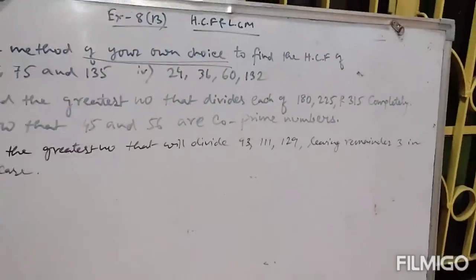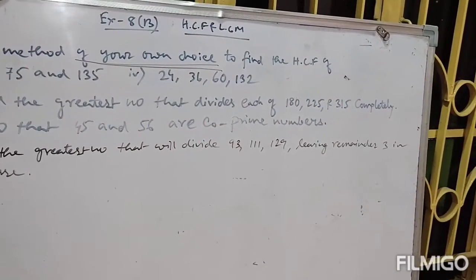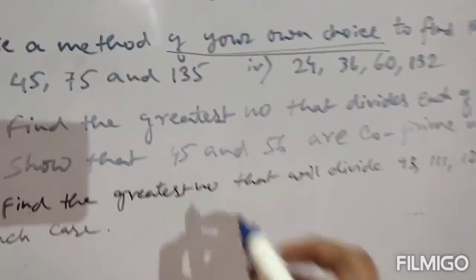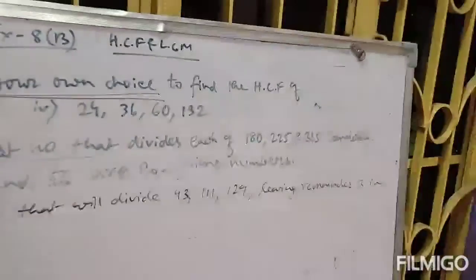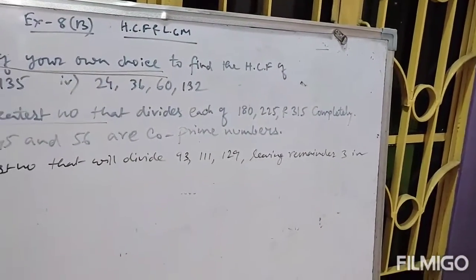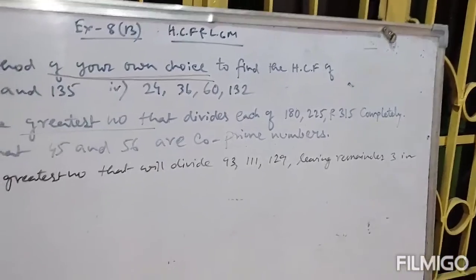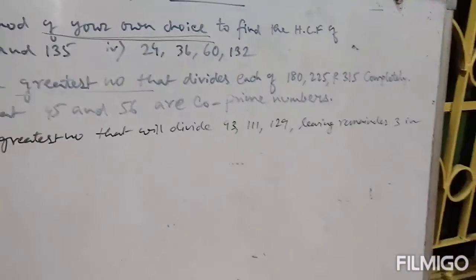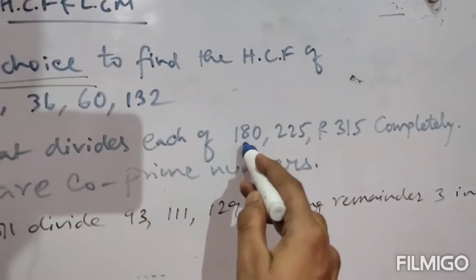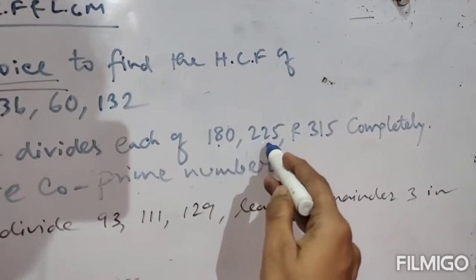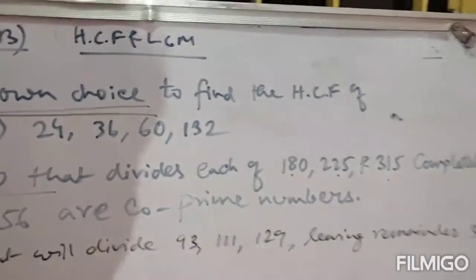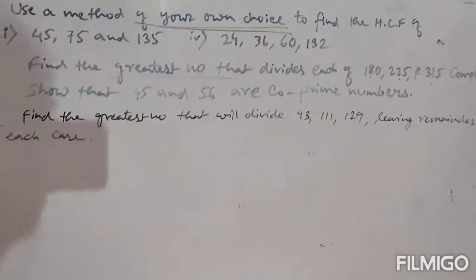Question number 5 says, find the greatest number that divides each of 180, 225 and 315 completely. You have to find a number which will be greatest, as well as that number will divide 180 completely, 225 completely and 315 completely. Clear? That means the remainder will be 0 in each case.